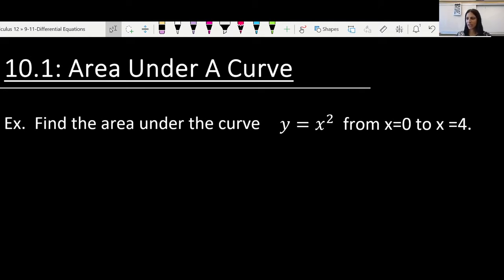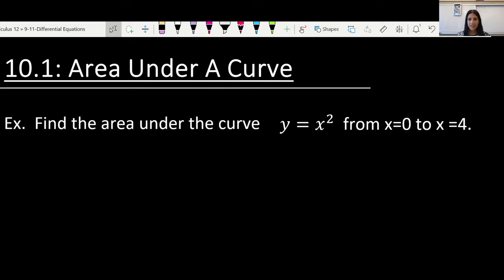We are doing 10.1 today, which is the area under a curve. I know that we've jumped from 9.1, but as I told you before, I've created a unit from a mixture of chapters 9, 10, and 11. And you'll see they flow quite nicely together, so it'll make sense.